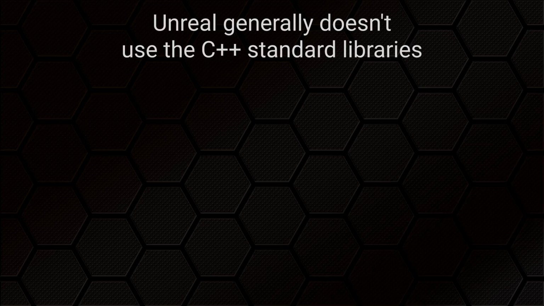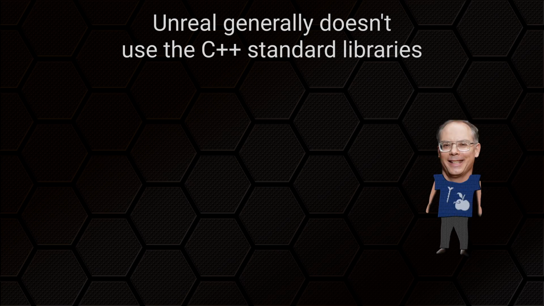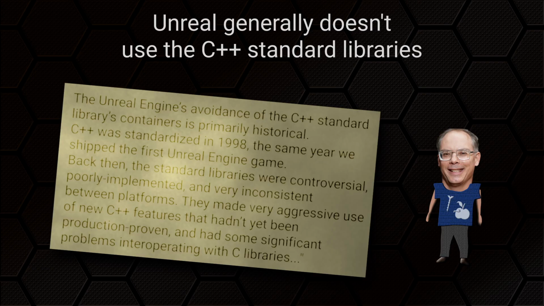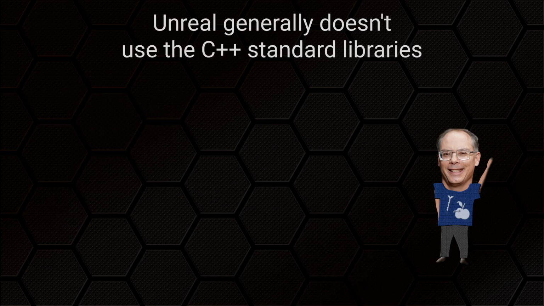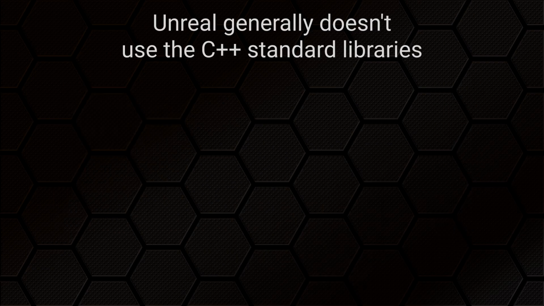In fact, in a post on forums.unrealengine.com from way back in 2015, Tim Sweeney himself said, "The Unreal Engine's avoidance of the C++ standard library's containers is primarily historical. C++ was standardized in 1998, the same year we shipped the first Unreal Engine game. Back then, the standard libraries were controversial, poorly implemented, and very inconsistent between platforms. They made very aggressive use of new C++ features that hadn't yet been production proven and had some significant problems interoperating with C libraries."